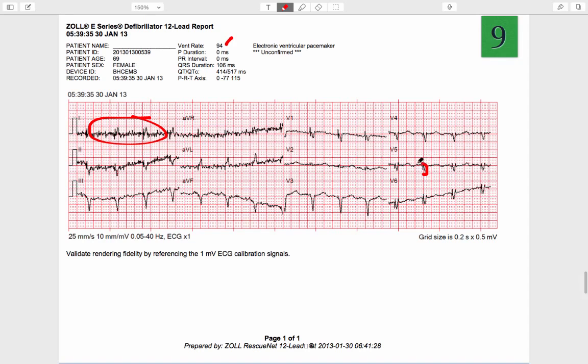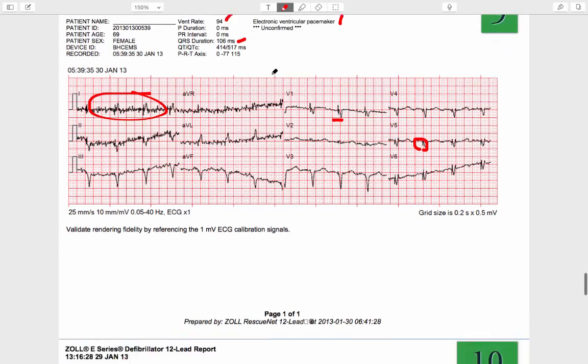But when you look here, those look like pacer spikes, and I'll admit to cheating and looking up here at the interpretation. The machine said it was a paced rhythm as well. QRS is pretty narrow. Usually in a paced rhythm you'll see some wider QRSs than that. QTC is pretty long. And so this is really a paced rhythm. There's not a heck of a lot else we can really say about it.